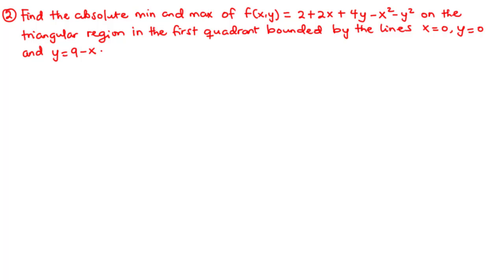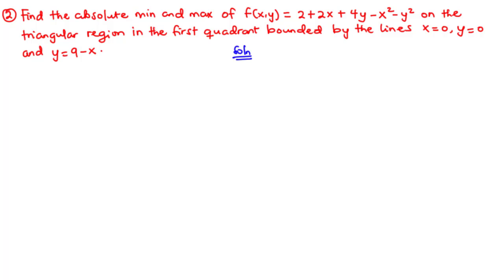So let's move on to example 2. Now in this example, we are going to find the absolute minimum and maximum of the function f of xy on the triangular region in the first quadrant bounded by the lines x equals 0, y equals 0, and then y equals 9 minus x.